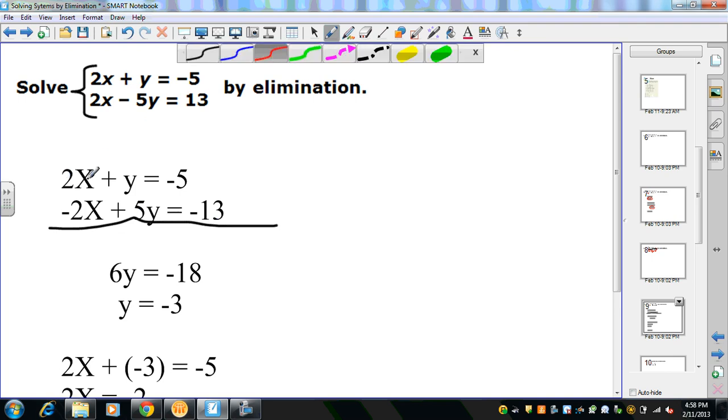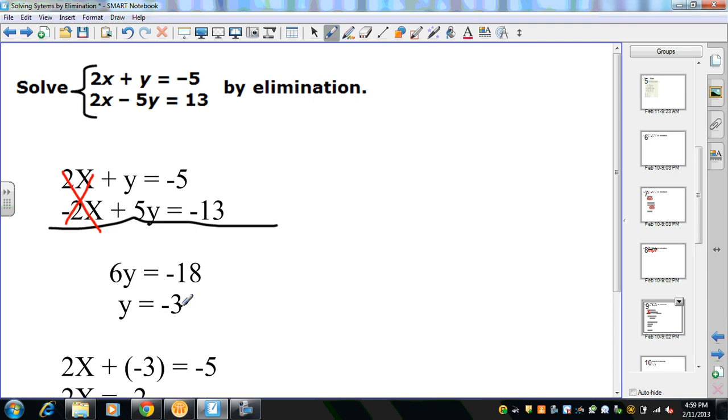So my positive 2x and my -2x cancel out. I have y plus 5y, which is equal to 6y, and then I have -5 plus -13, which is equal to -18. So therefore, y is equal to -3.